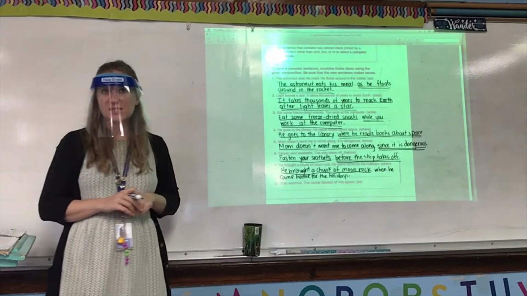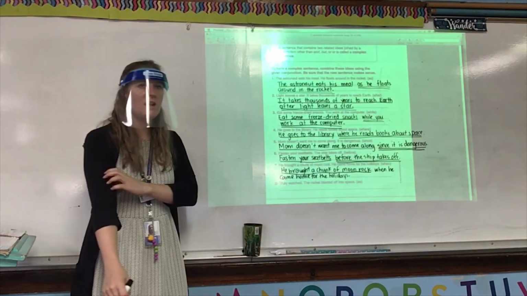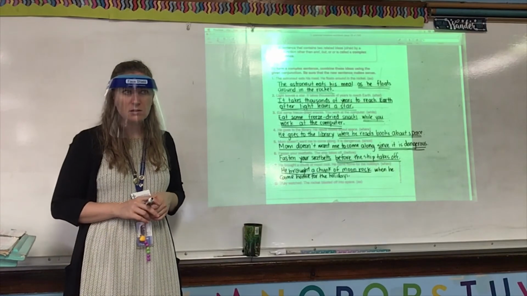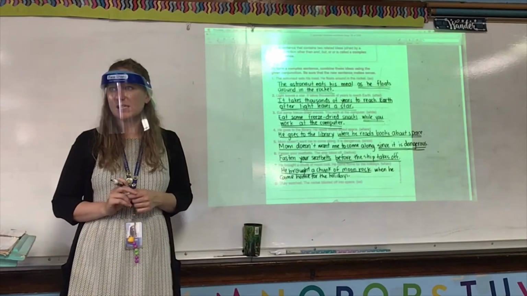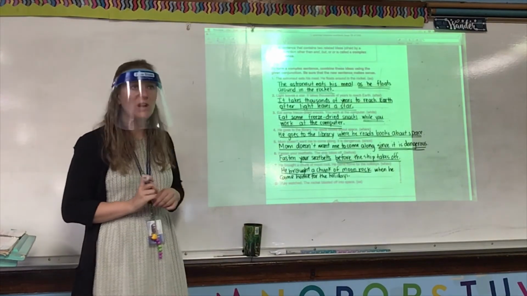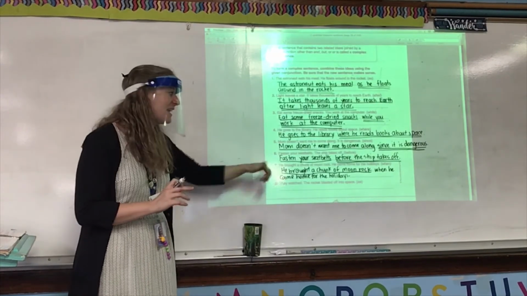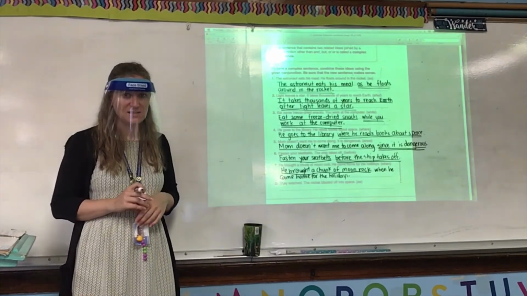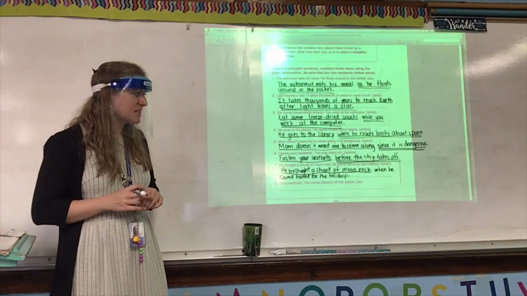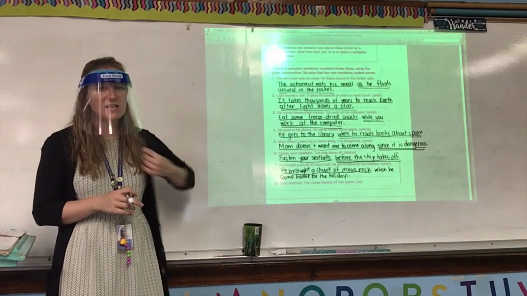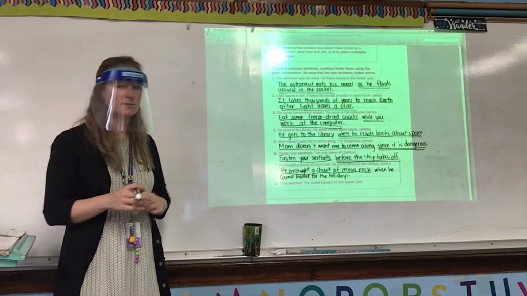He is the subject. Brought a chunk of moon rock is the predicate. There are no words that are making us think, well, what about it? We may wonder, but that's more curiosity than because we need it. We don't need any more information for this to make sense. Zari, which part does not make sense on its own? Which part is a dependent clause?